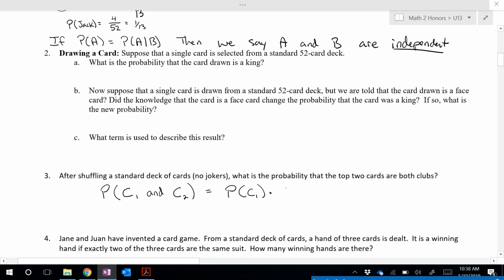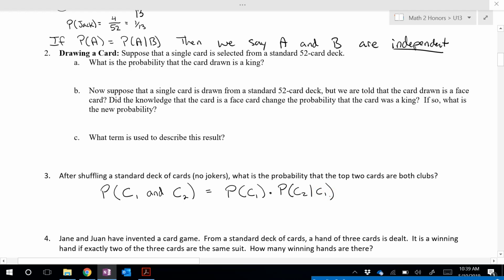Remember how we did that? If it's "and," you guys were on it before. Are you forgetting? Probability of C2 given C1. There we go. Good job.